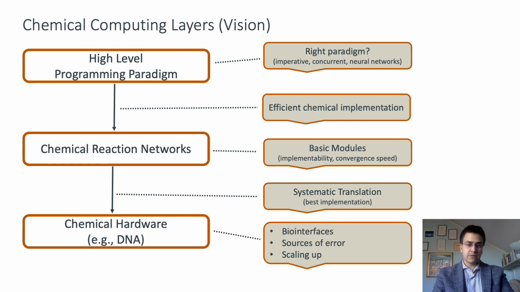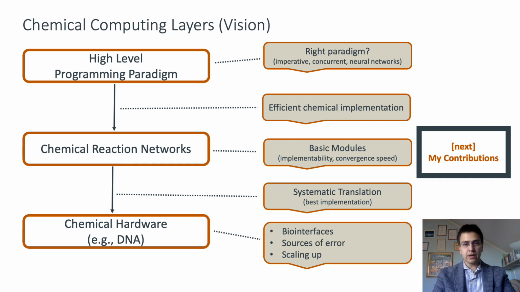On the level of hardware, there's a question of biointerfaces. The hardware we build, how do we make it interface with the natural environments? Also, question of different sources of error, where when we build, let's say, realize a chemical reaction with DNA, there's some sources of error we don't fully understand. We cannot fully predict what will happen in wet lab. And finally, question of scaling up, that is, scaling up the size of the hardware that we can build and scaling down the cost.